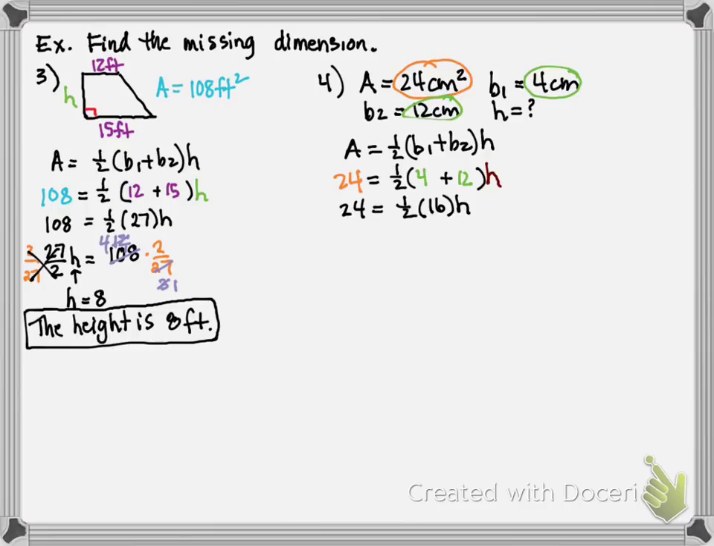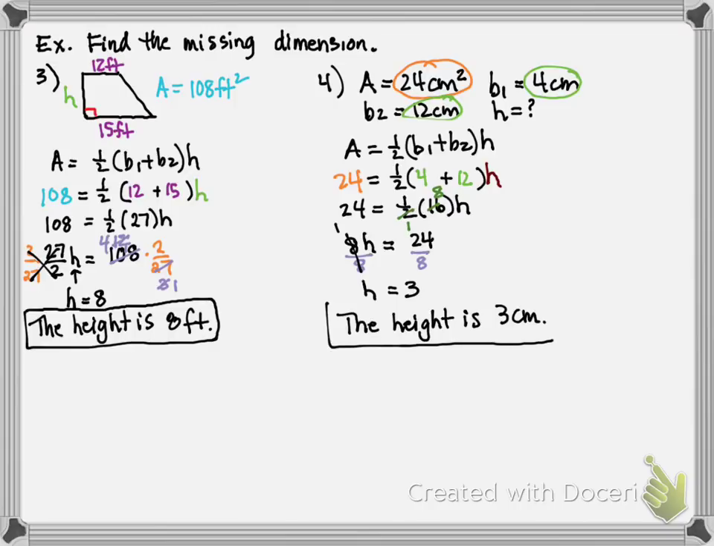Well, good news for us, we can take half of 16 and we get 8. So I'm going to use my symmetric property and rearrange this. And we're going to have 8H is equal to 24. And then we just go ahead and divide both sides by 8. I felt colorful on this one. And I get H equals, 24 divided by 8 is 3. So in this one, the height is 3 centimeters. And that's it. That's as hard as it gets, my friends.